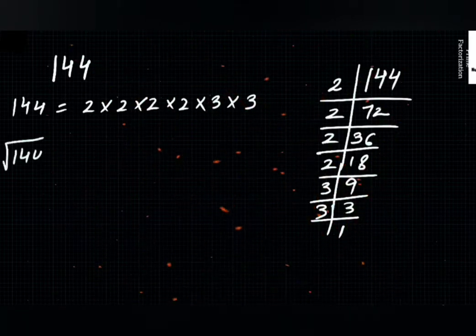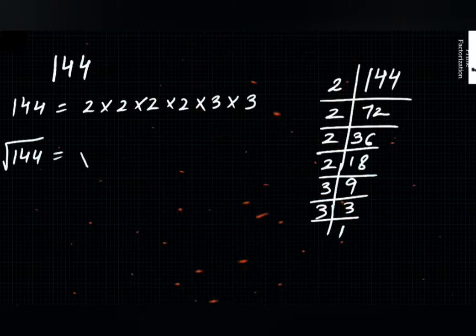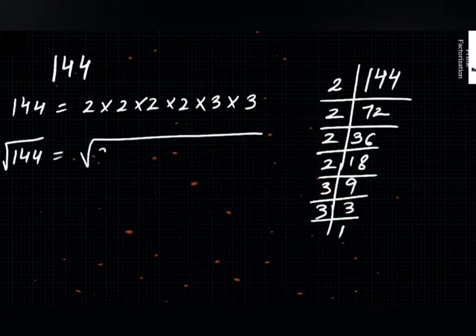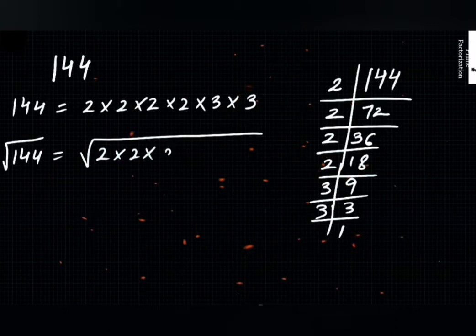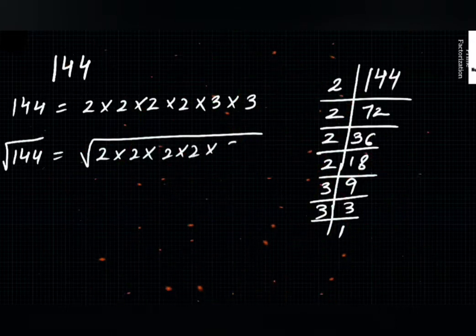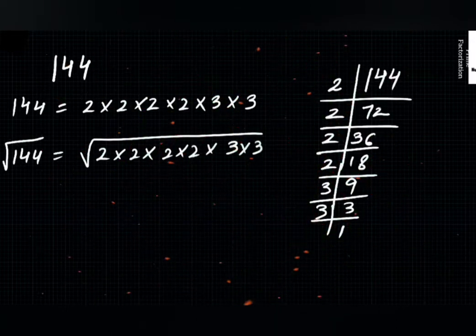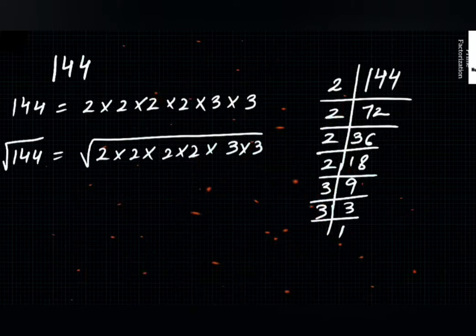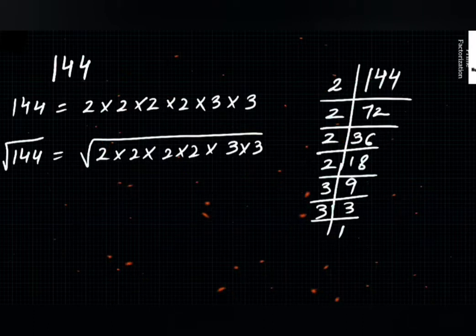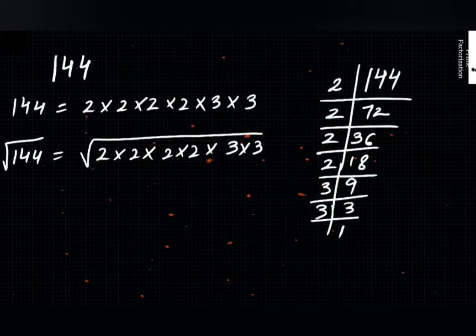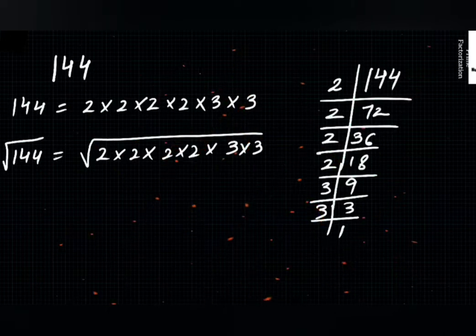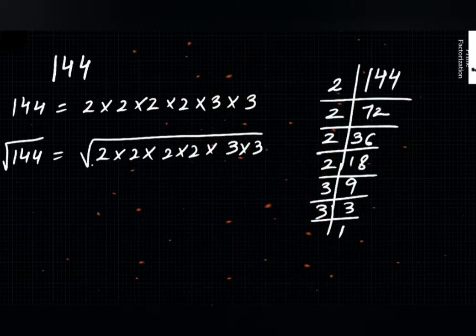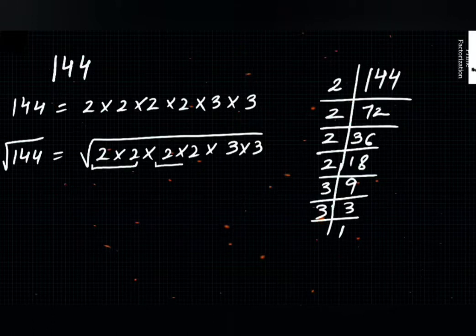So the square root of 144 will be equal to, let's write under the radical sign, 2 times 2 times 2 times 2 times 3 multiplied by 3. Clear? Now what we are going to do, we will find the same numbers and make pairs of them. If you see, there are only two numbers, that is 2 and 3. So now we are going to make pairs of them. If we make pairs, this can be one pair, second pair and third pair.